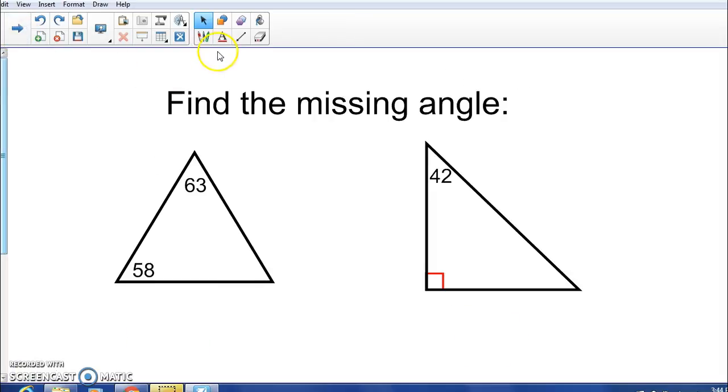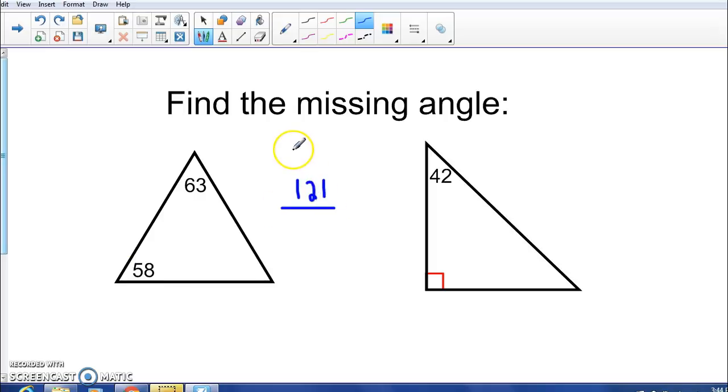If we're given 2 angle measurements in a triangle, we should be able to find the missing angle. So far in this triangle we have 63 degrees and we have 58 degrees. When you add those up, you should get 121 degrees. So what can we do to that to find the missing angle? We know that the triangle adds up to 180. So if we do 180 and subtract the 121 we already have, we should get that missing angle. And you should find that that is 59. So this angle right here would be 59 degrees.